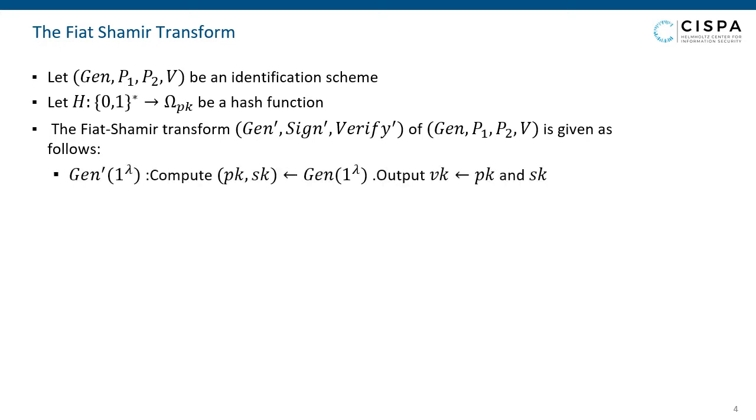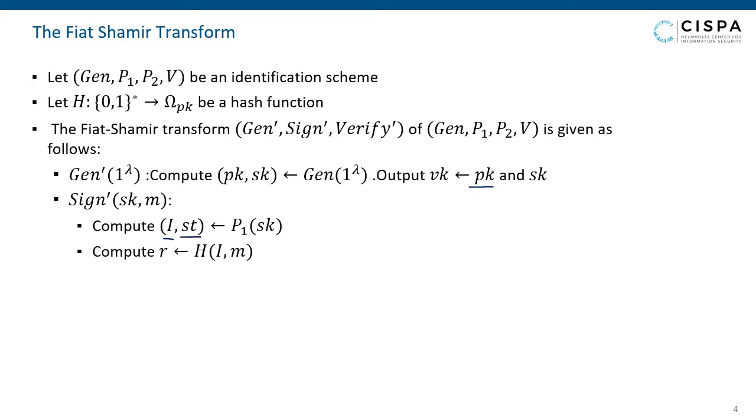The Gen' function just runs the Gen algorithm of the identification scheme, and it sets the verification key to the public key of the identification scheme and leaves the secret key as is. The sign algorithm works as follows. First we compute the first message of the identification scheme. We run P1 of SK, obtaining a message I and a state ST.